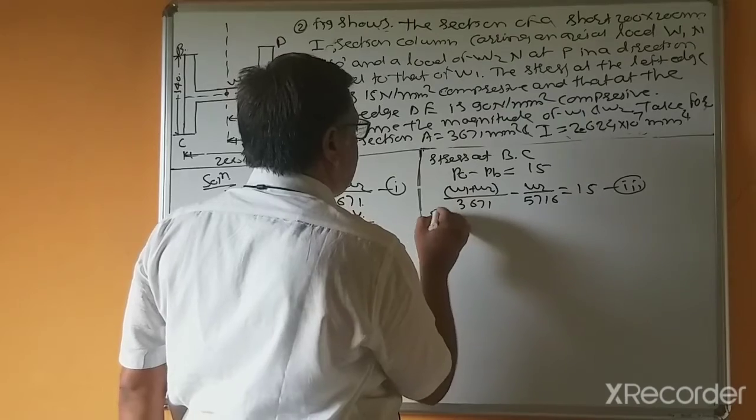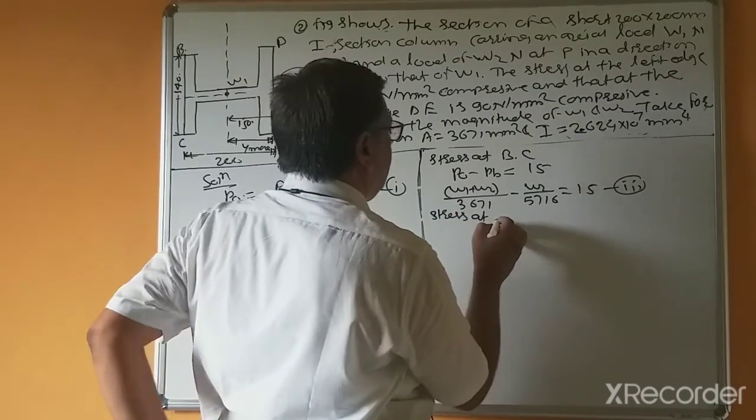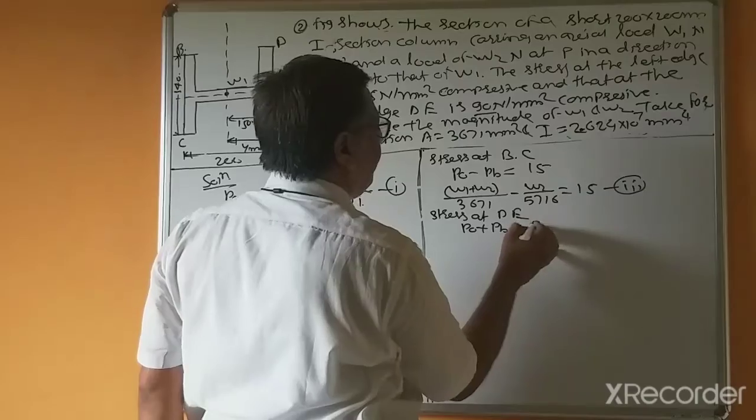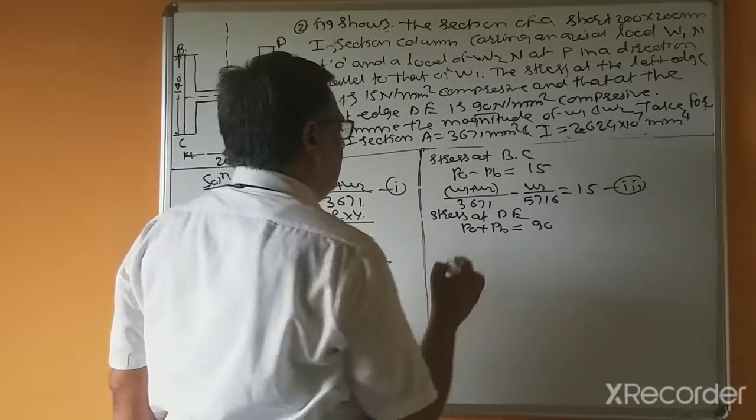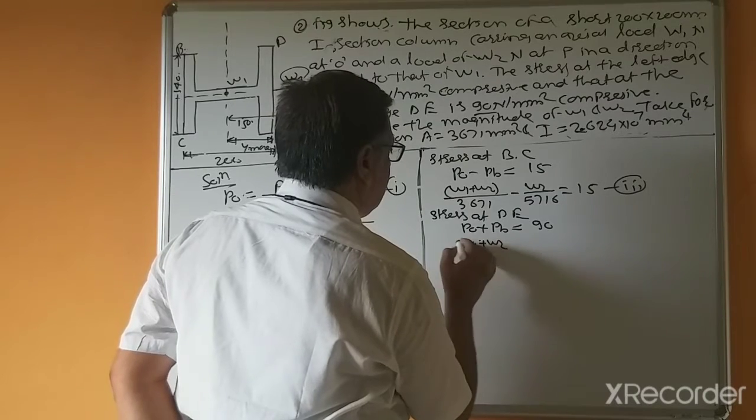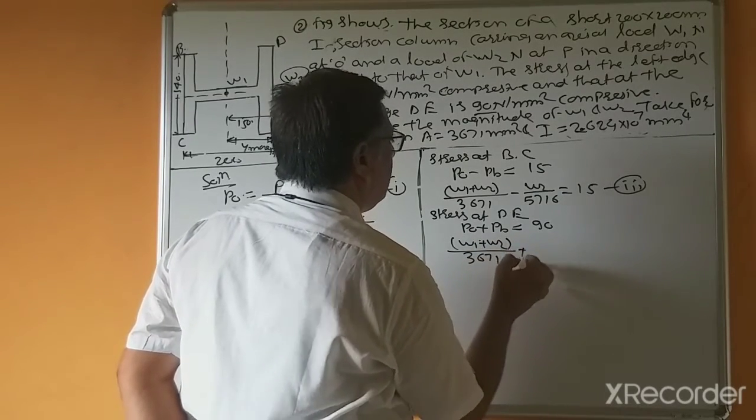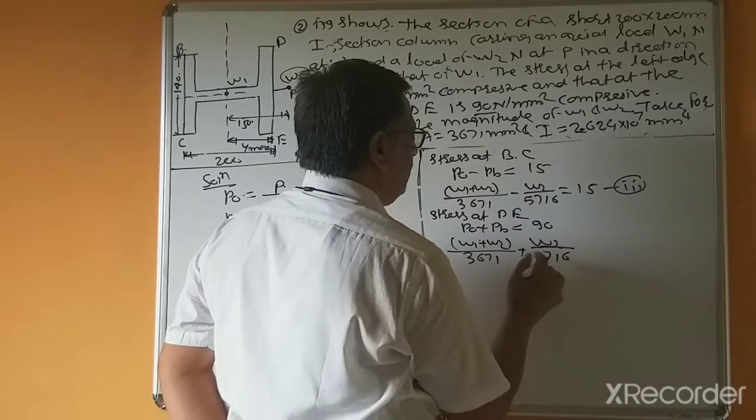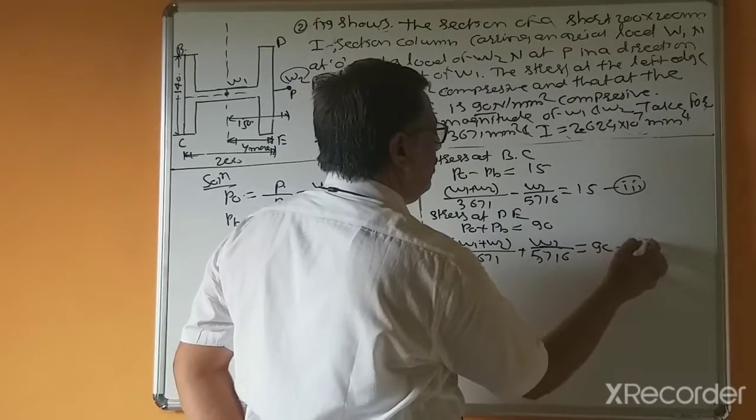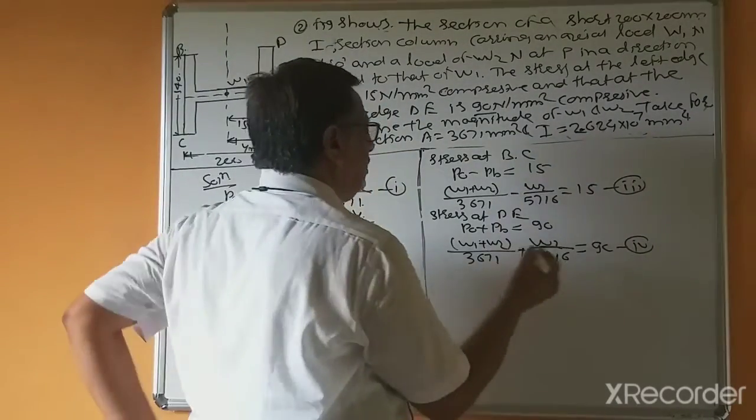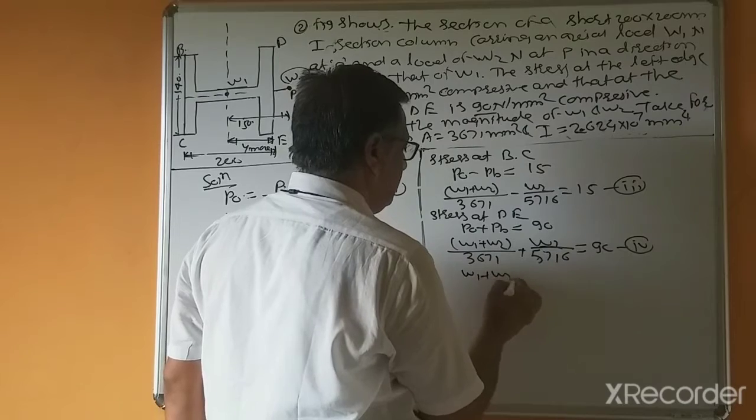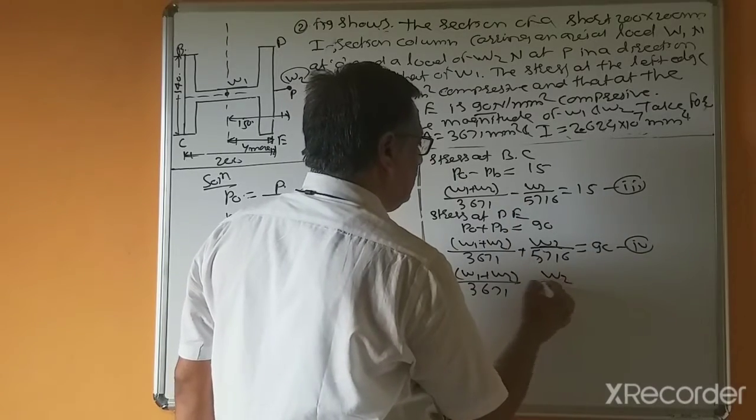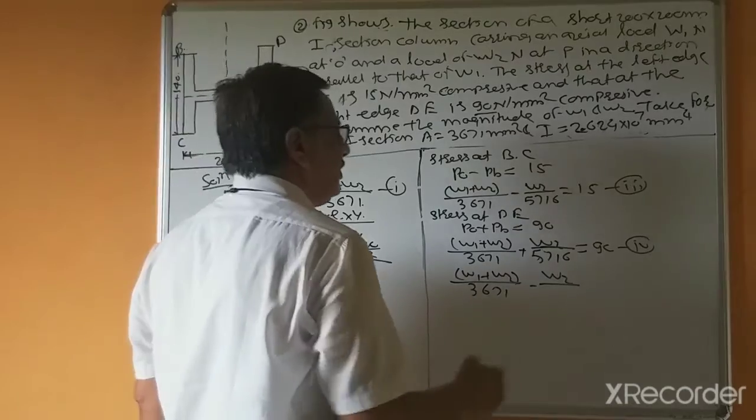And stress at DE is equal to 90. So that's why we can write W1 plus W2 over 3671 plus W2 over 5716 equal to 90. Fourth equation.